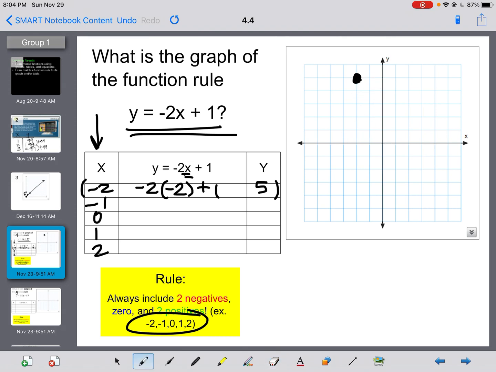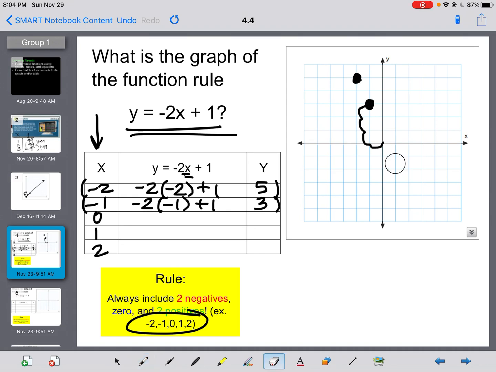Then I'm going to do it again, only this time I'm going to plug in a -1. So I'll have -2 times -1 plus 1. Well, -2 times -1 is +2, plus 1 is 3. So my next ordered pair is -1, 3. So I go back 1, up 3, put my next dot.